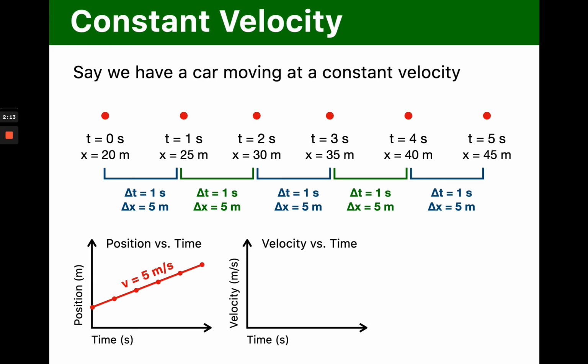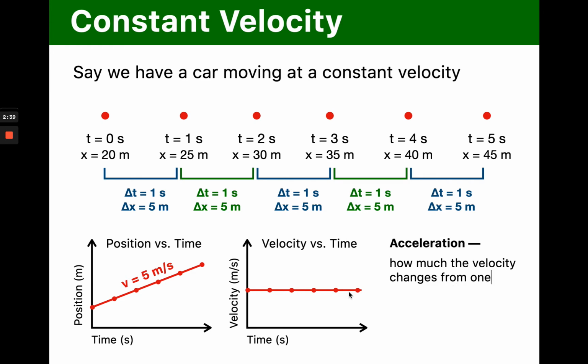So, since every second it goes 5 meters, the velocity is 5 meters per second. The slope is 5, and the units are meters per second. And if we graph the velocity, it's a straight line. The velocity never changes. So it's always 5 meters per second. If you just graph 5, 5, 5, 5, 5, that's a flat line. Now, acceleration is how much the velocity changes from 1 second to the next. It's defined as the change in velocity over the change in time.